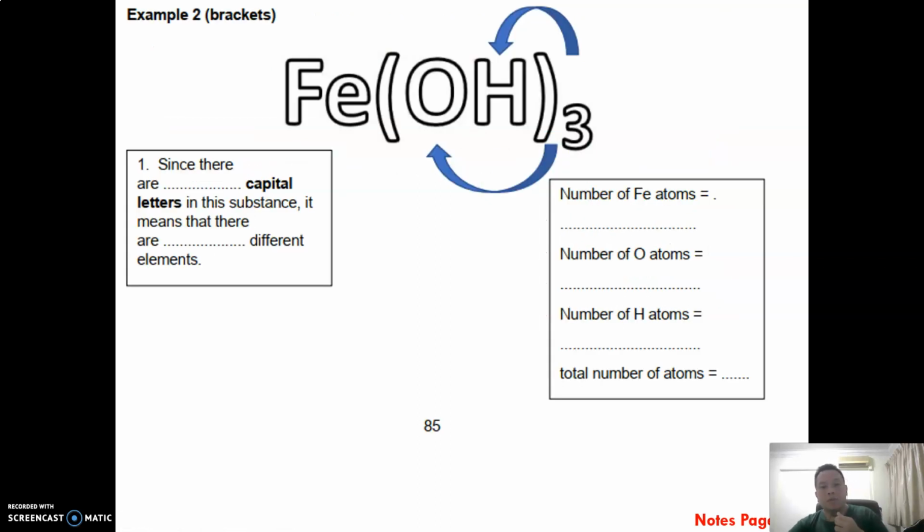Next example is more complicated. It involves brackets. First, the number of elements in this substance is again 3. You see a capital F for the Fe, capital O, capital H. So there are 3 different elements. The brackets work a bit like expansion in math. So there's 1 iron atom. The 3 is going to apply to both the O and the H. So there are 3 oxygens and 3 hydrogens, which means the total number of atoms, 1 plus 3 plus 3, is 7.